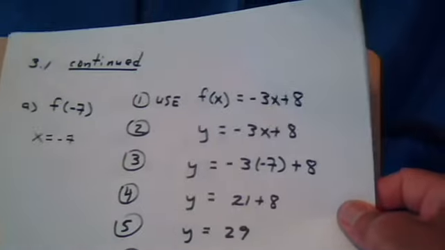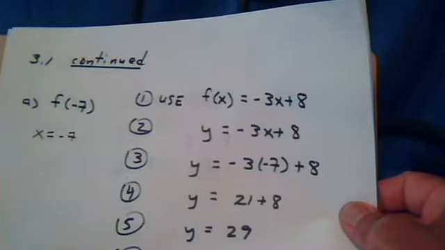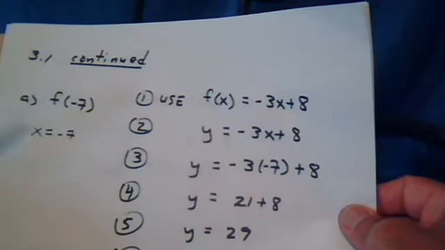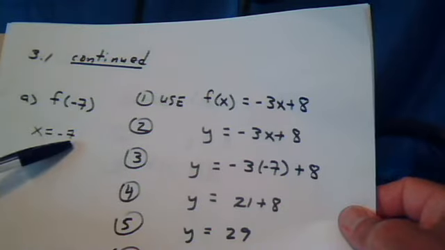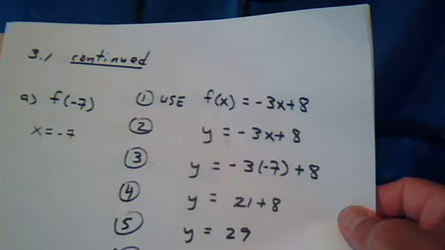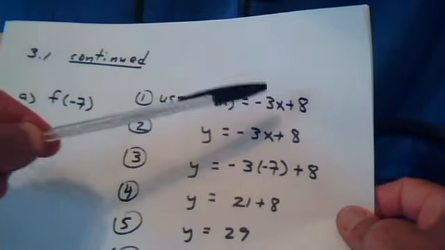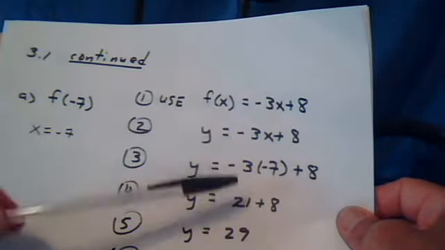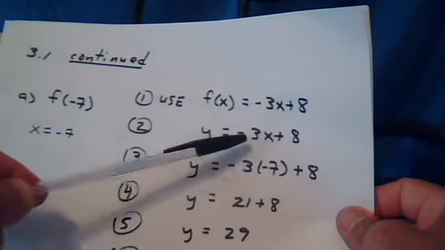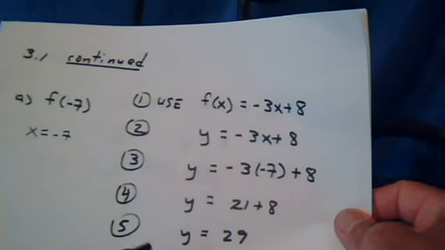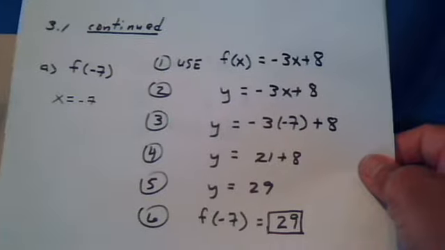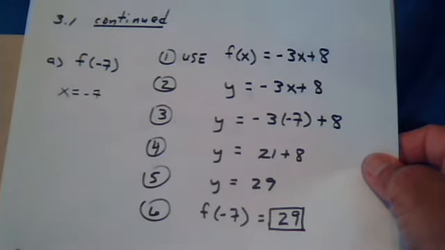So let's evaluate f of x. f of -7. So the x is equal to -7. So it belongs to the first group of x's. So you use that description of f of x, replace the x with the -7, simplify, and that gives you f of -7 equals 29.